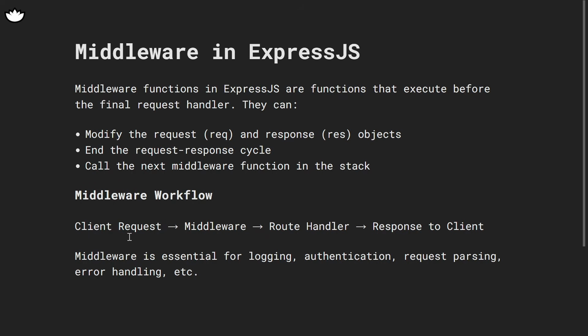Now we will understand middleware workflow. Suppose any client is generating the request, then the request will get handled using the route handler. But if we have used any middleware, then that request will go to the middleware, and the middleware will execute the function, and after that we will get the modified request, and that will go to the route handler, and it will generate the final response to the client. Using middleware we can perform logging, authentication, request parsing, error handling, and many other tasks.